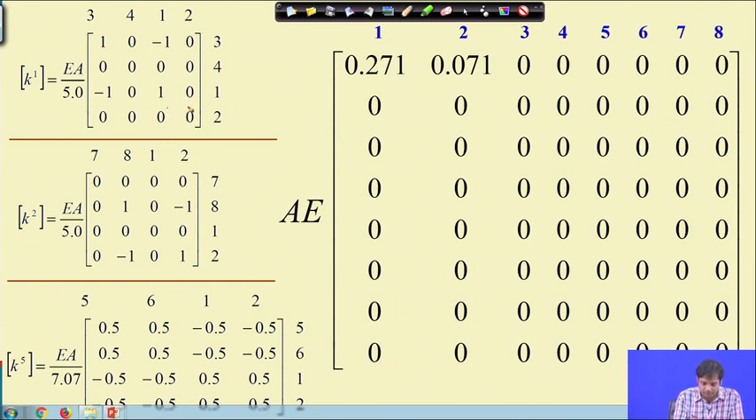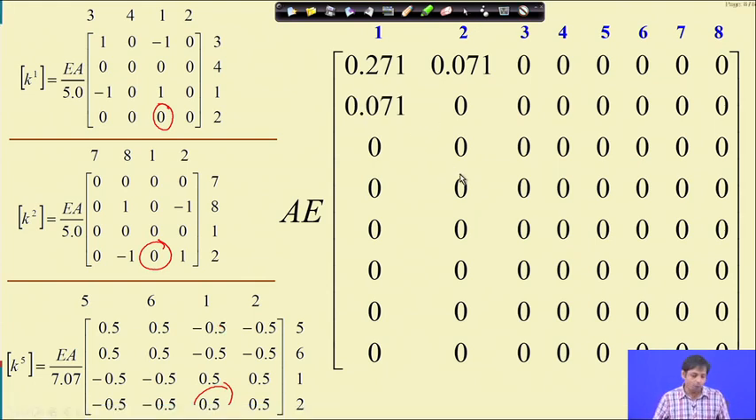Now similarly, let us see what is the 2 1 term. This is the 2 1 term, and then this is 2 1 term, and correspondingly this is 2 1 term. And if you add them and substitute, then the corresponding value will be this. Without actually doing this exercise, you can straight away write 0.071, because the stiffness matrix is a symmetric matrix. But it is good to calculate it and write. It will be a check whether your calculations for assembling are correct or not.